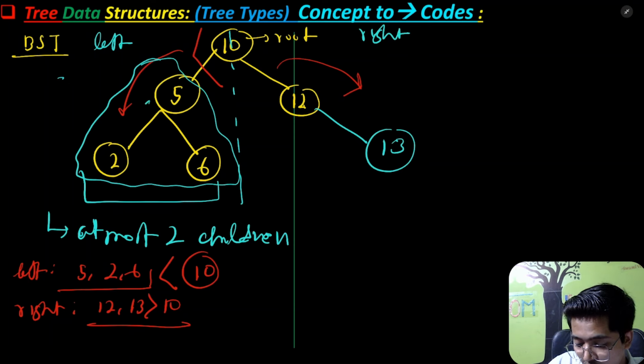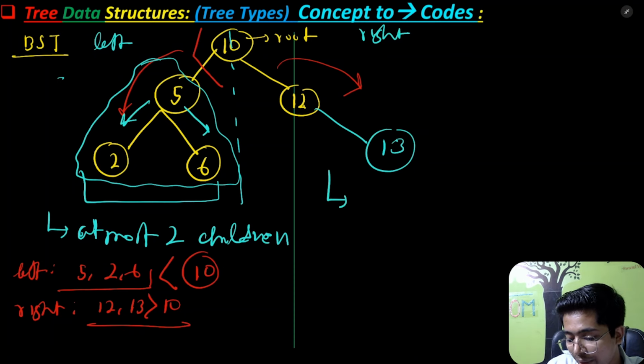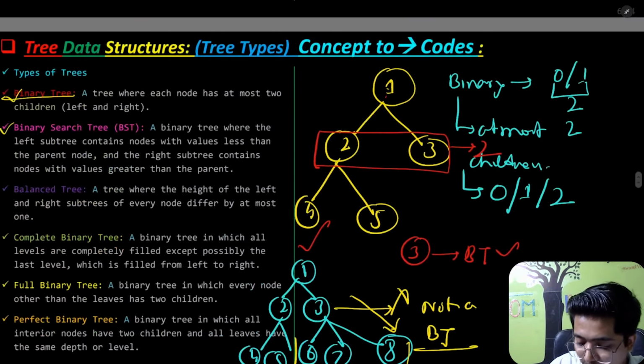The lesser value is stored in that side, and the greater value than this root node is stored in that side. That means this is also a binary search tree, because it's following all the principles of BST. So this type of tree, we call a binary search tree. Okay, we understood the binary search tree.